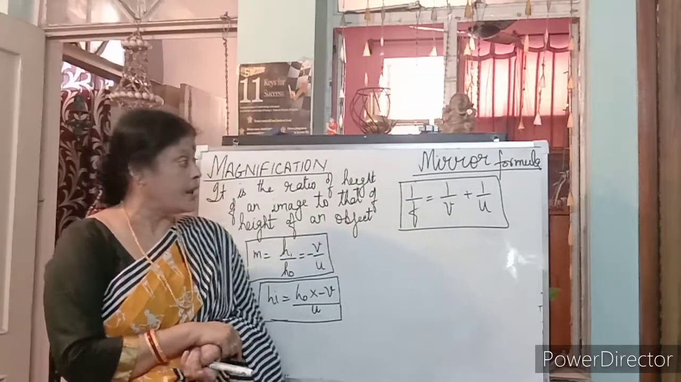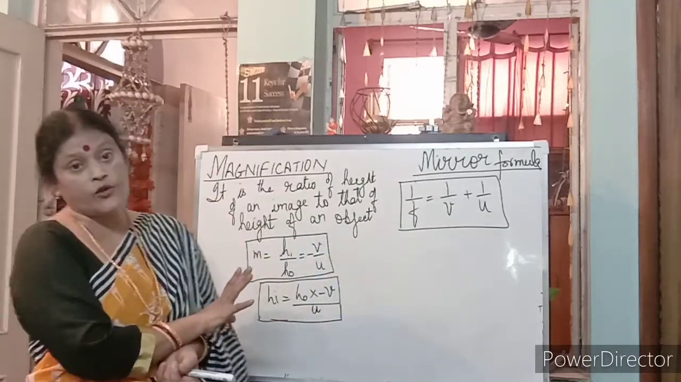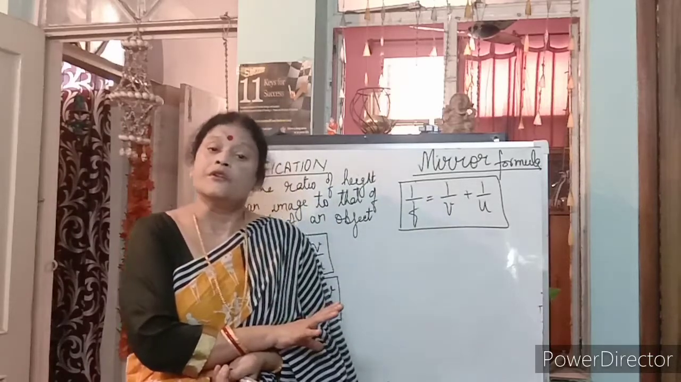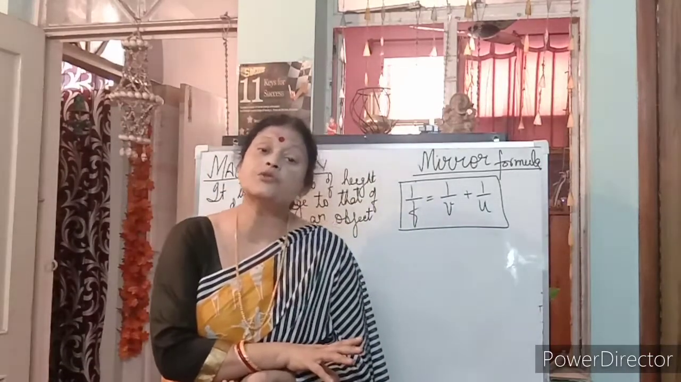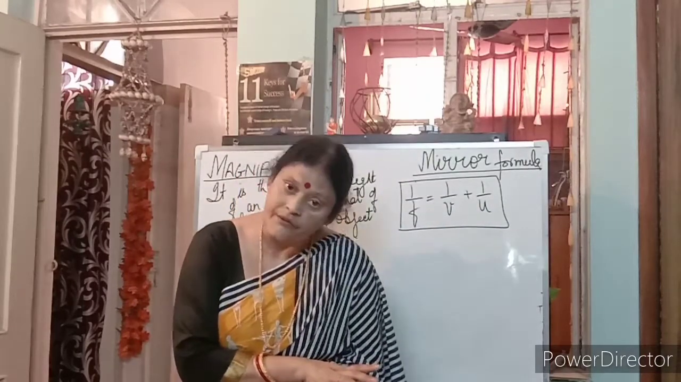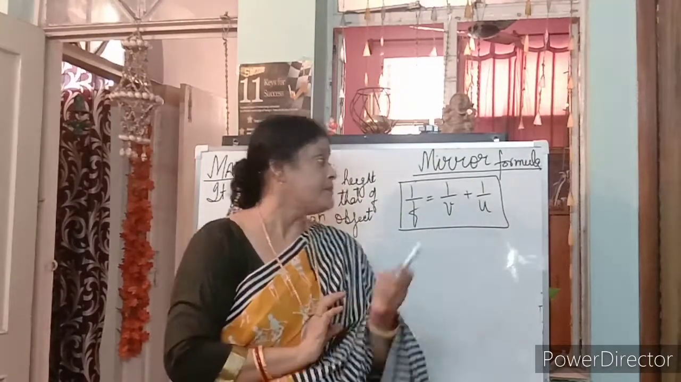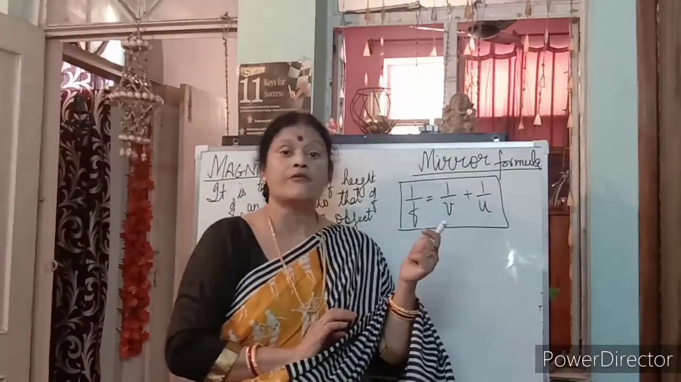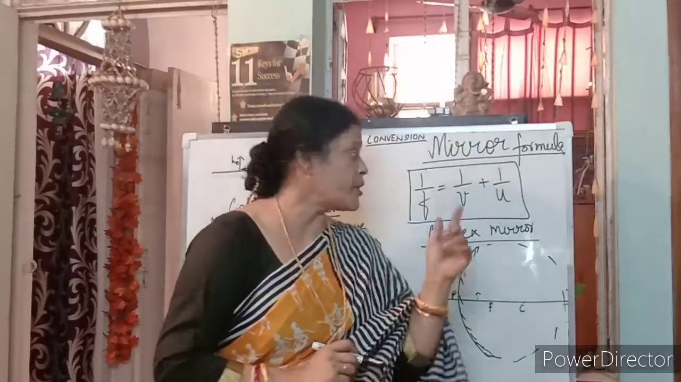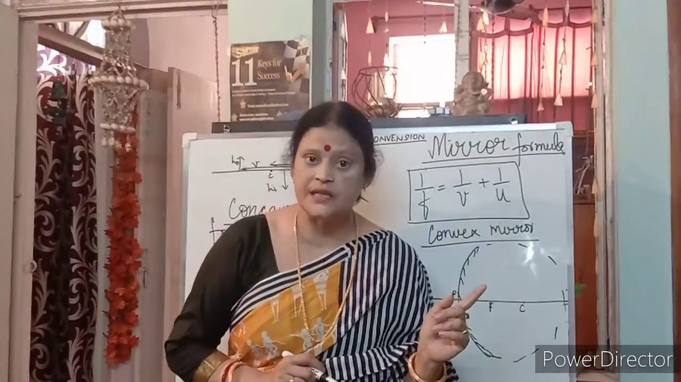Clear, students? Now, this is about magnification. In the numerical they are going to ask for 3 marks, in that they may ask about magnification. Find the magnification. Next is the mirror formula. Mirror formula means focal length, v and u. I will explain what these abbreviations actually stand for.